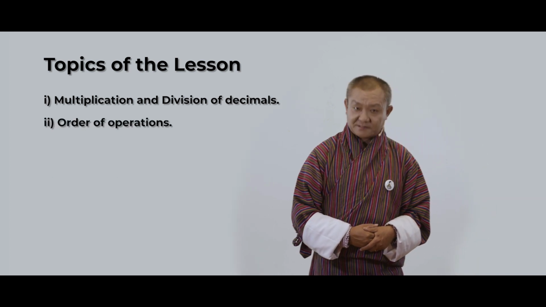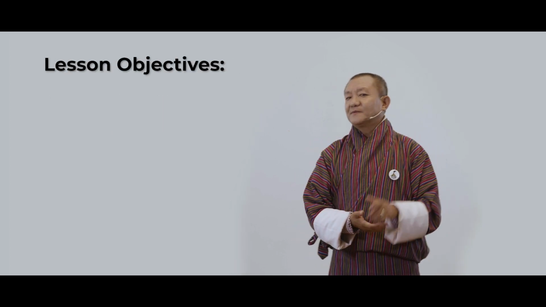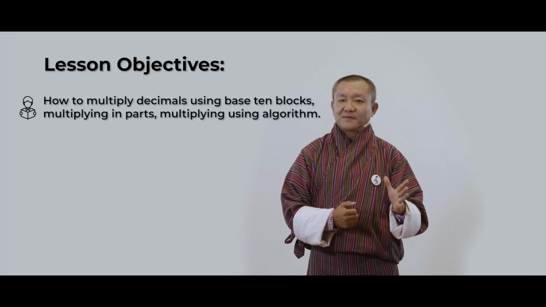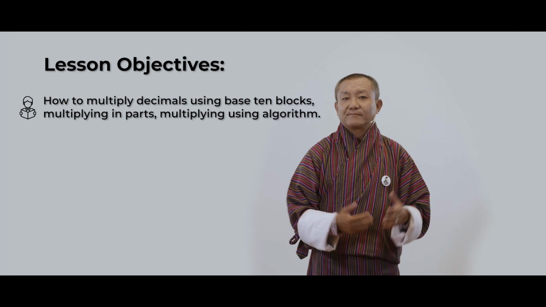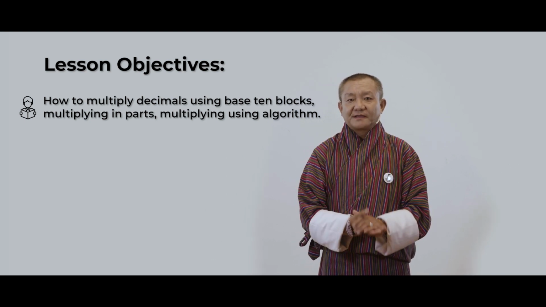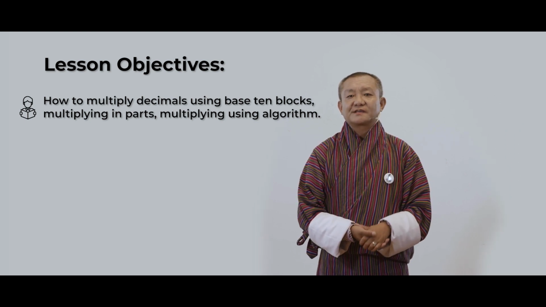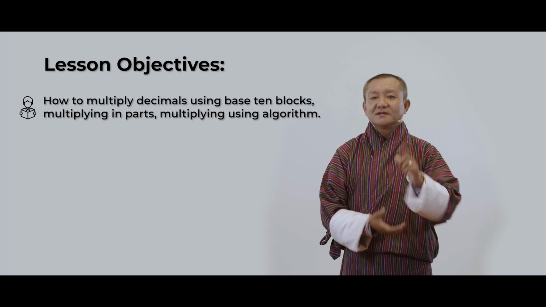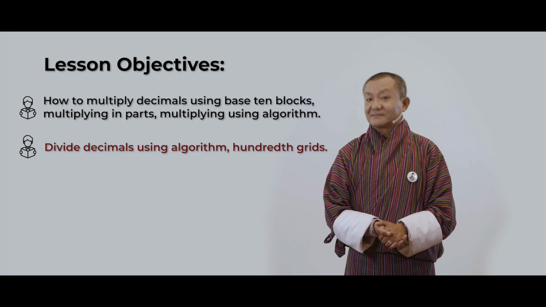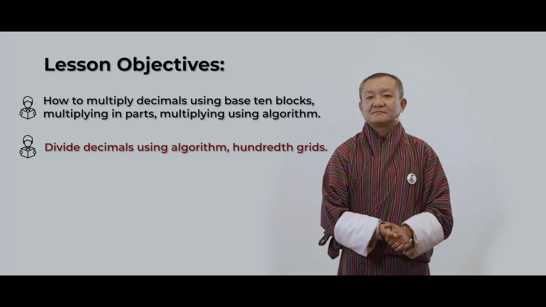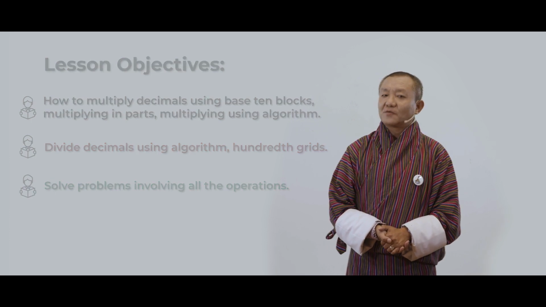At the end of this lesson, you will be able to learn how to multiply decimals using base 10 blocks, multiply in parts, and multiply using the algorithm. You will also learn how to divide decimals using the algorithm and 100 grid, and at the end of the lesson, you will also learn how to solve problems involving all the operations.